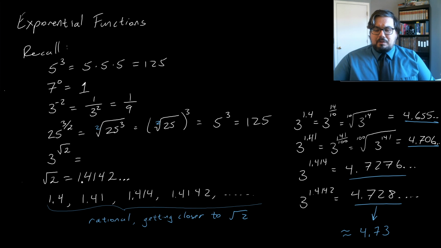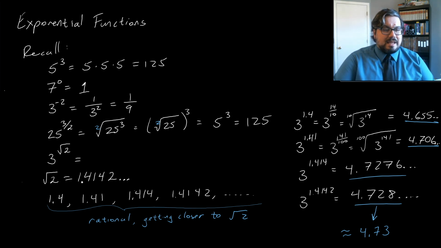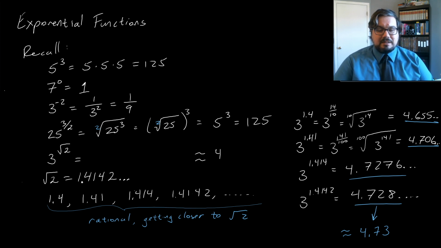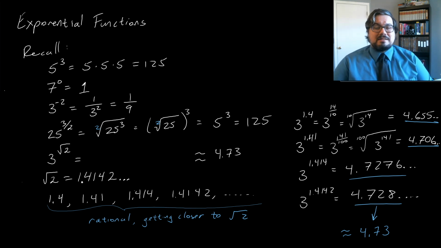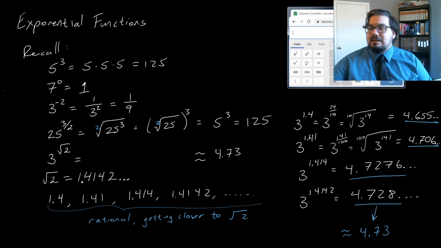So when we raise 3 to numbers that are getting closer and closer to square root of 2, we get approximately 4.73, which means that we should take a guess that 3 to the square root of 2 should be approximately 4.73. In fact, this process is how we define 3 raised to the square root of 2, and that's how we extend the definition of exponential expressions to ones that involve irrational exponents.